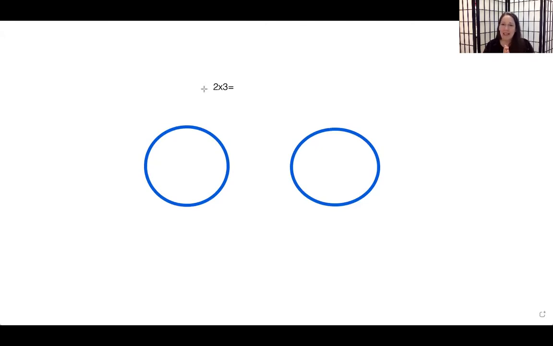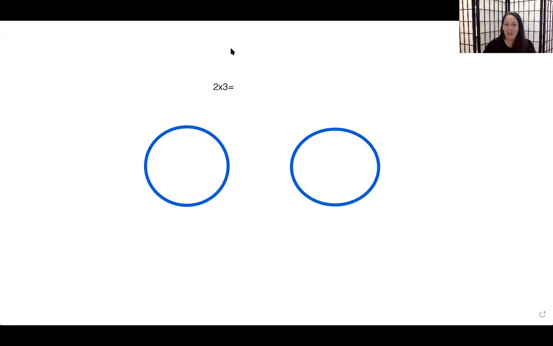But I tend to think it's easier if we do the least number of groups or circles. So I have chosen the 2. So I have made 2 groups or 2 circles. But now what I need to do is put 3 objects in each circle.